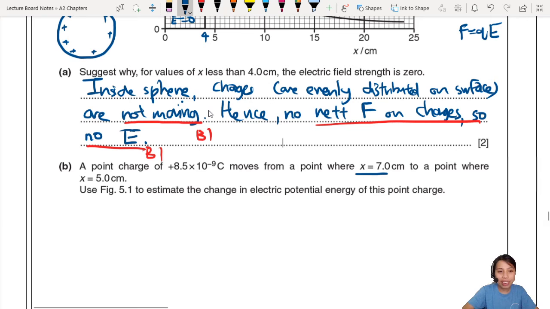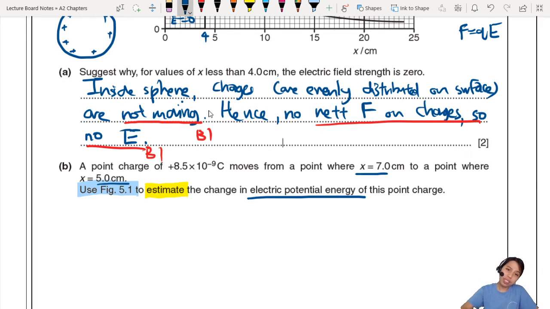Okay, looks like we have to use the graph. Use the figure. There we go. Use the figure means look at the graph to get your answer. To estimate. Oh, this is an interesting word. Estimate the change in electric potential energy for this point charge.